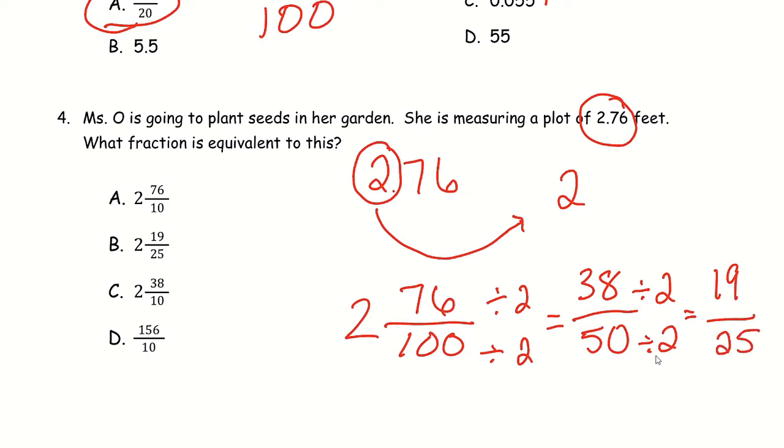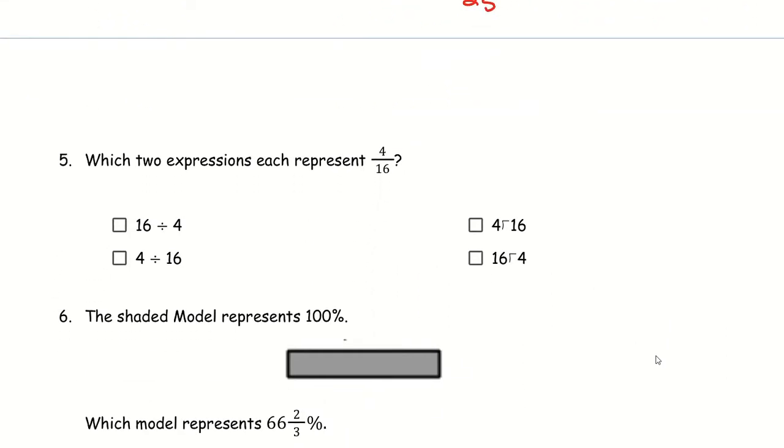So let's add back in our 2 and give our last fraction that we have. Do we see this one now? I see it. It's B.